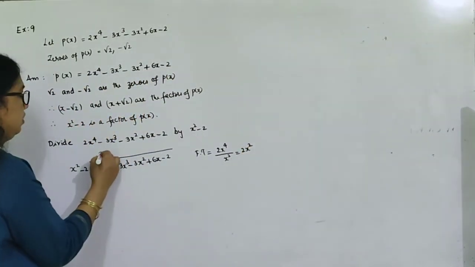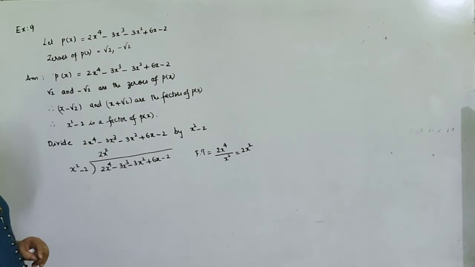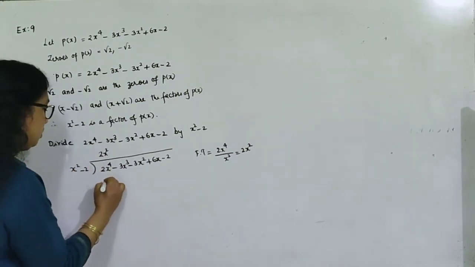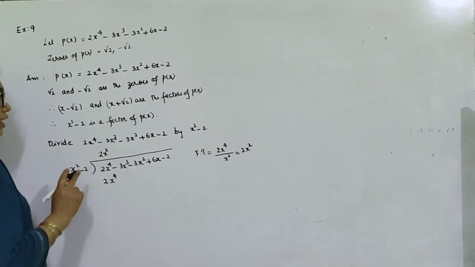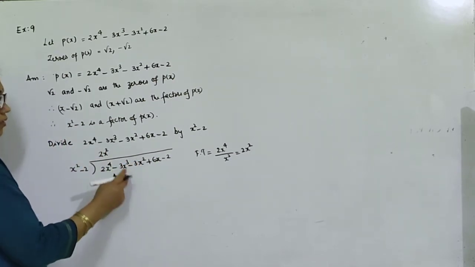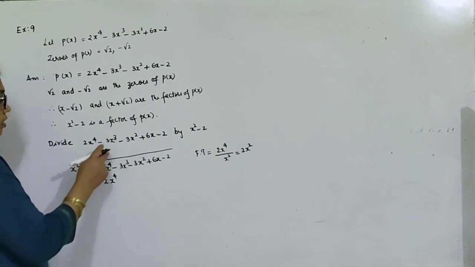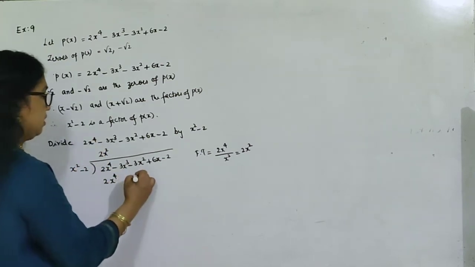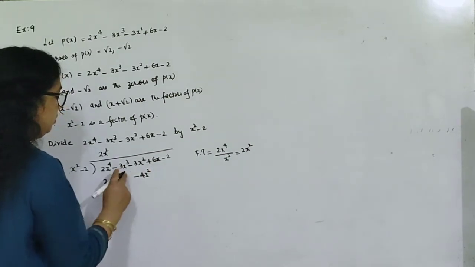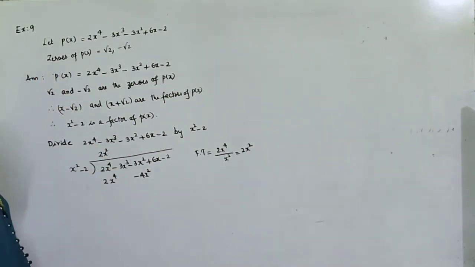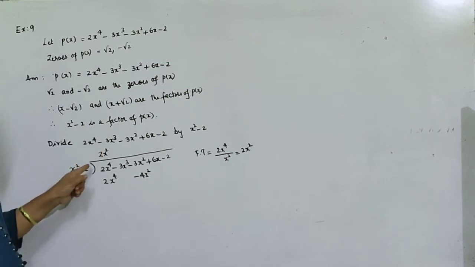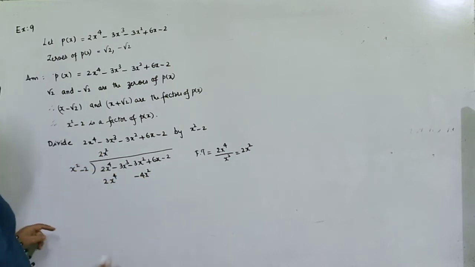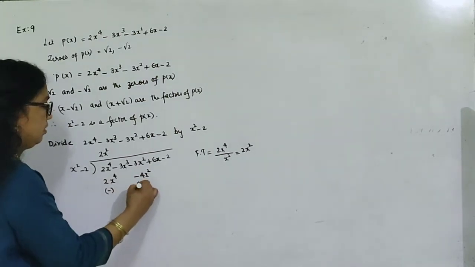Right, here it is 2x square. Now multiply 2x square into x square: 2x raised to 4. 2x square into minus 2: minus 4x square. You have to write that below the x square term only, not below the x cube. Here one term is missing. Like terms you have to write, column-wise same terms only. Then opposite sign: minus here, plus.